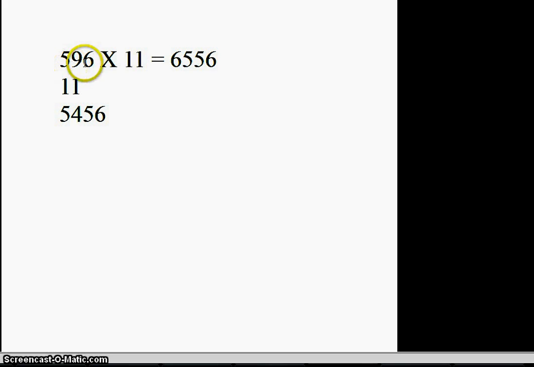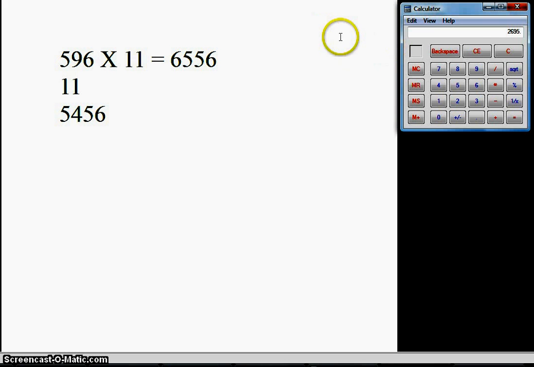So 596 times 11 is equal to 6,556. Let's whip up the calculator again and let's check if we are correct. 596 times 11 equals, there you have it, it's 6,556. Let's take one more example.